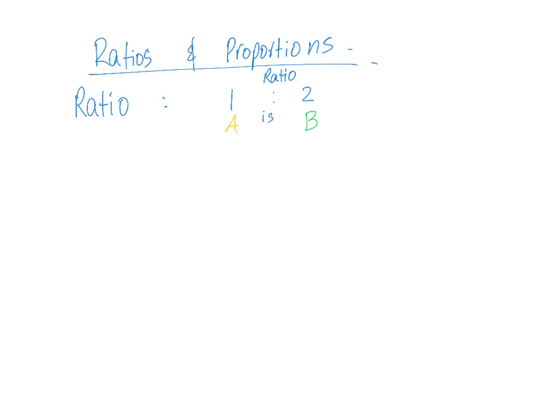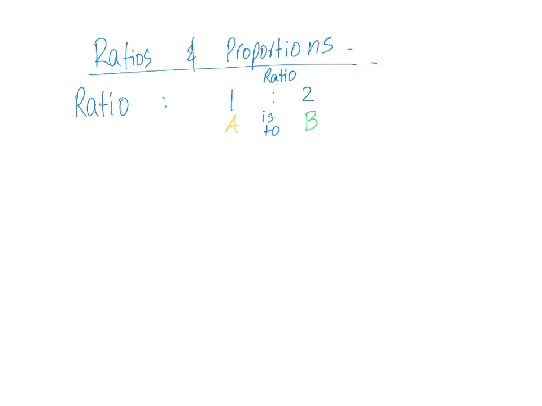1:2. Okay, so one part of A compared to two parts of B. So in cooking and things like that, or making mixtures, making drinks, you could use a ratio of this sort. Maybe one part water and two parts of juice, and then you mix them, and it becomes a new drink. So that is what ratios is all about.